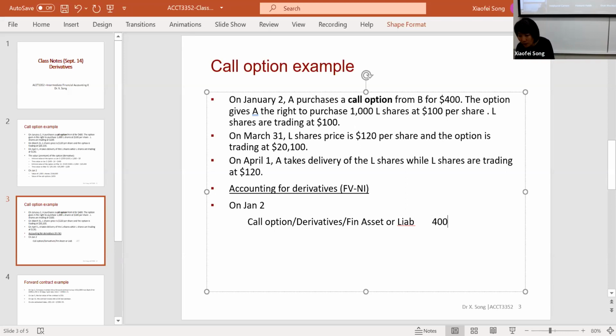So $400 in cash is paid for that. That's $400.